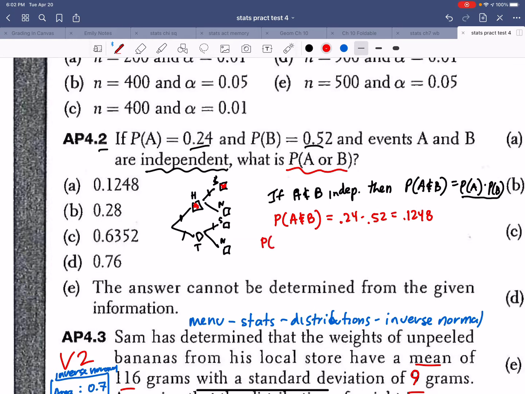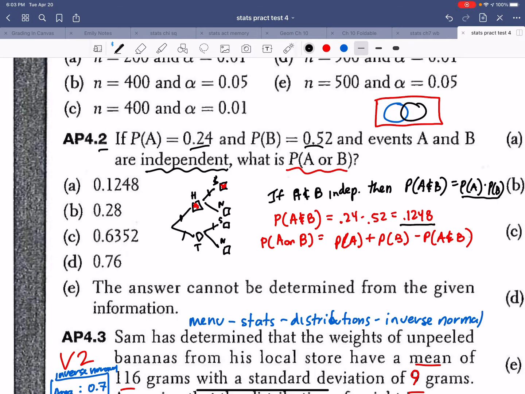So the formula says the probability of A or B is equal to the probability of A plus the probability of B, and then we have to subtract if there's any overlap, A and B happening. So if we think about this, this would be the probability of A happening and the probability of B happening, and we just calculated that both of them can happen at the same time. So we want to add the two together, but we want to subtract that overlap because we don't want to count it twice.